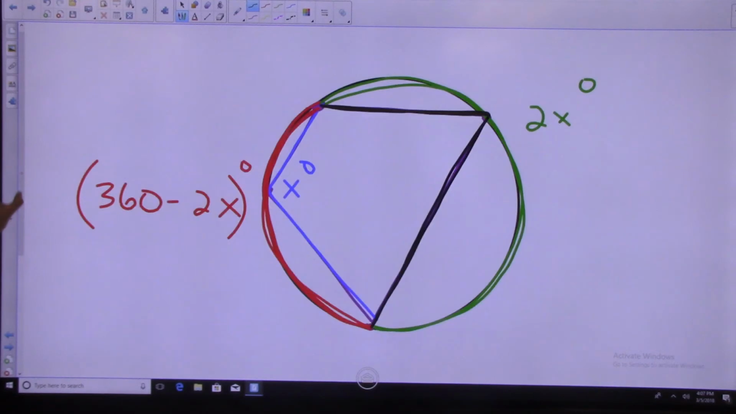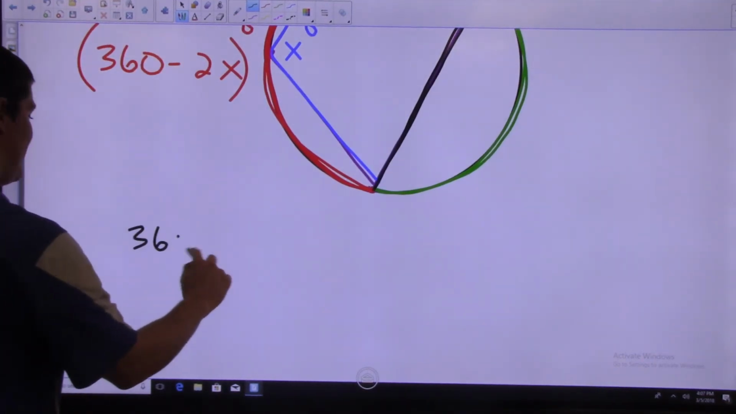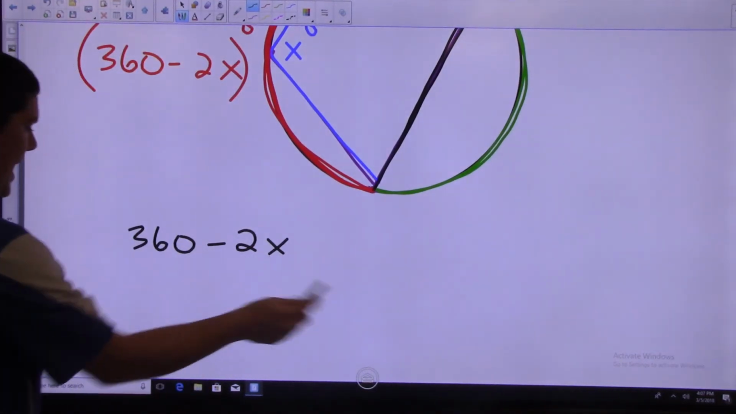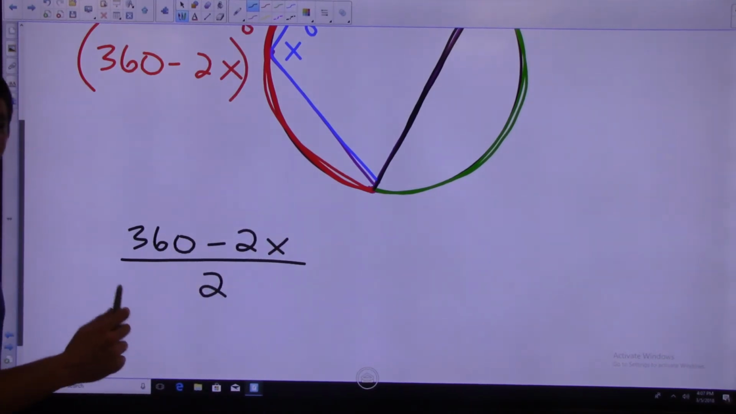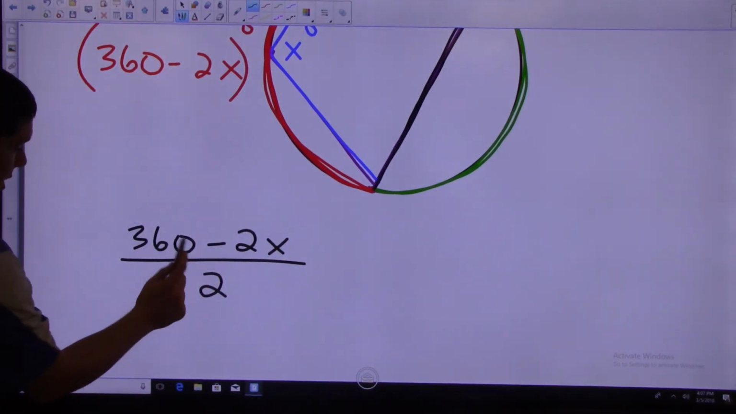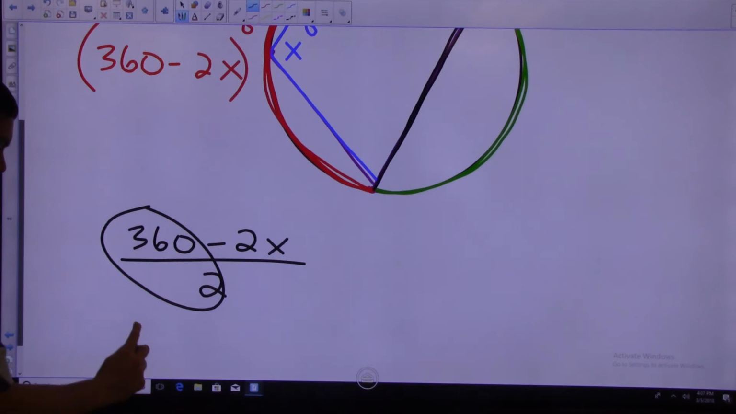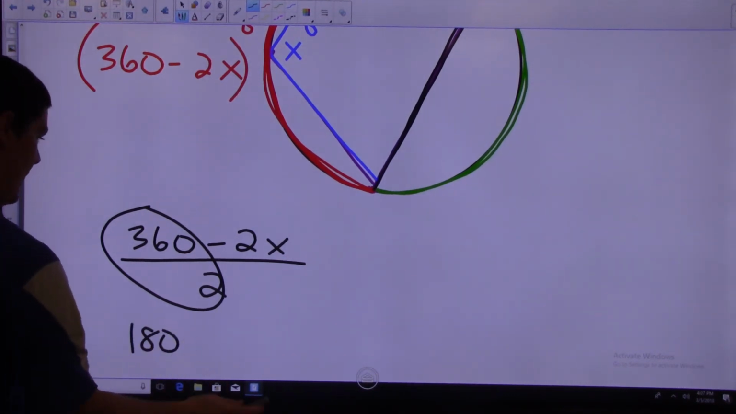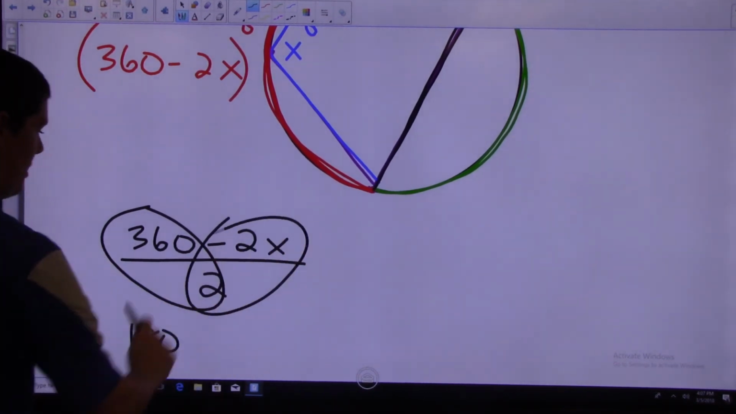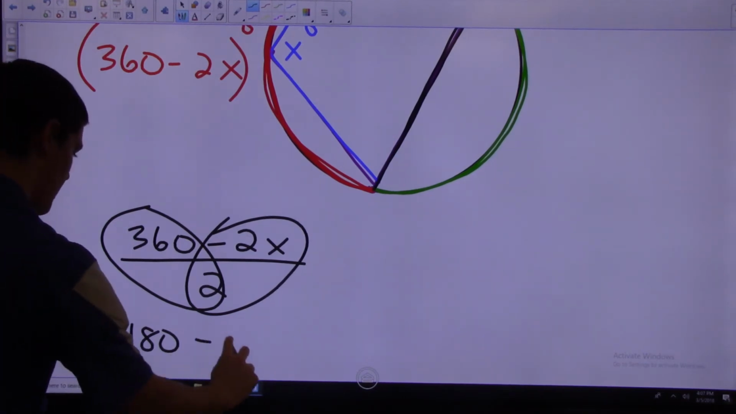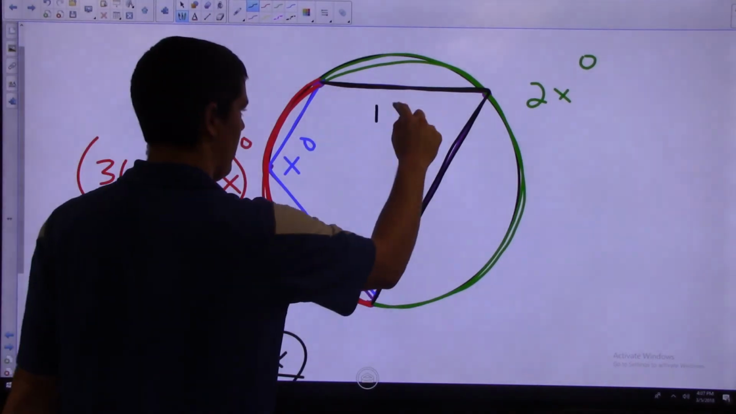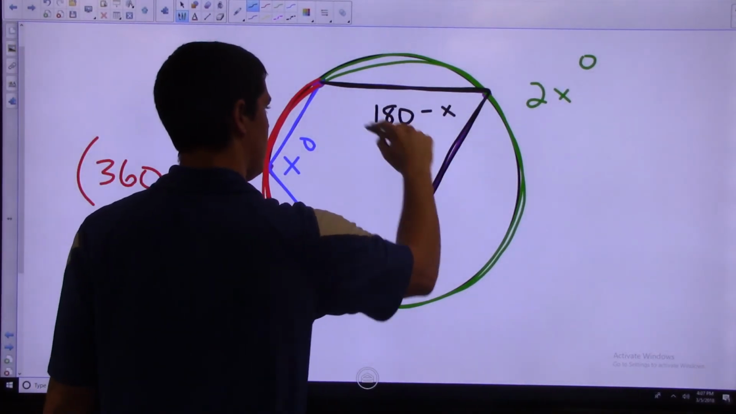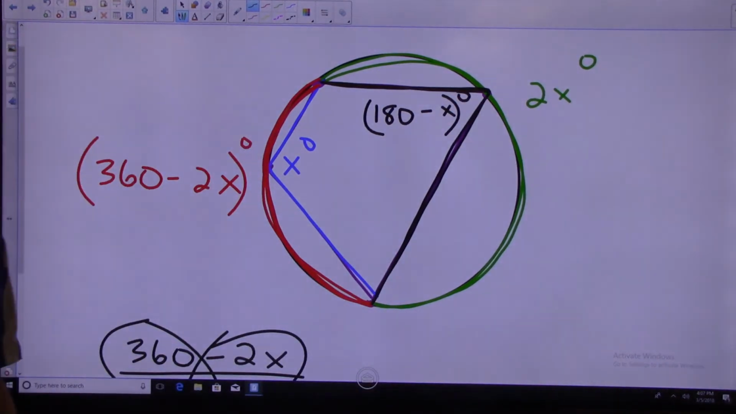So guys, off to the side, think about this. What's 360 minus 2x? What's half of that, or what's that divided by 2? Now remember, when you take two terms divided by 2, you need to divide both terms by 2. Okay? So what is 360 divided by 2? Answer, 180. What is negative 2x divided by 2? The answer, negative x. So look at this. This angle is going to be 180 minus x degrees.